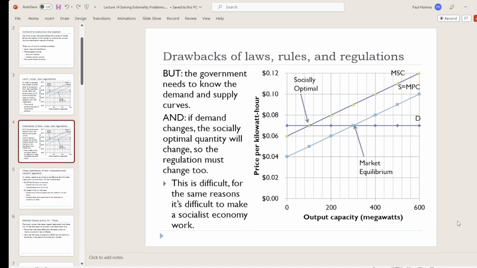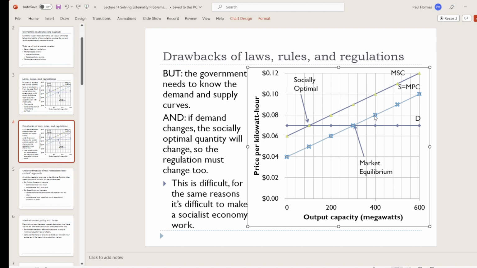Well, no, not really. Because think about everything that the government needs in order to write this law. They need to know where this socially optimal point is. Well, what do they need for that? They need the locations of the demand curve. That one you could probably say is pretty reasonable. The government could know the price of power pretty reliably. The firm's supply curve. Well, that's a bit of a stretch, right?